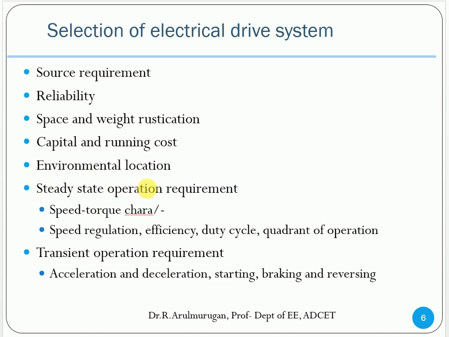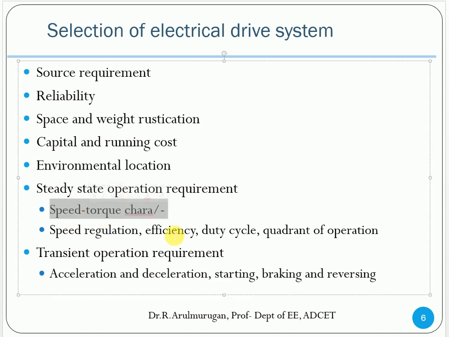Then steady state operation conditions and transient operation conditions. What is the steady state operation condition? It includes the speed torque characteristics, which is nothing but the mechanical characteristics. So we want to check the mechanical characteristics. Either the torque is directly proportional to N, or torque is inversely proportional to N, or torque is directly proportional to the square of N. So we are going to see the speed torque characteristics, speed regulation.